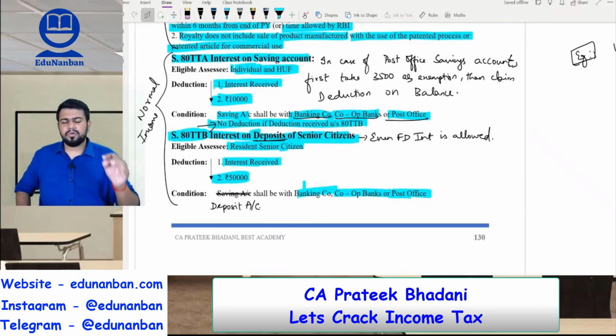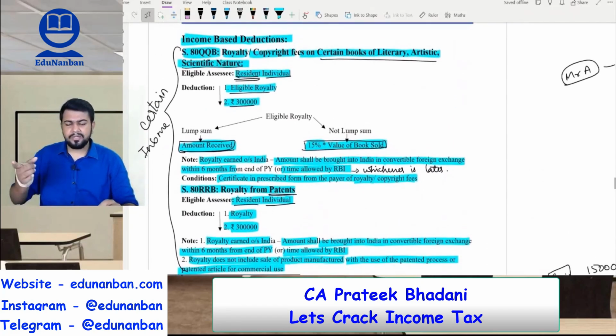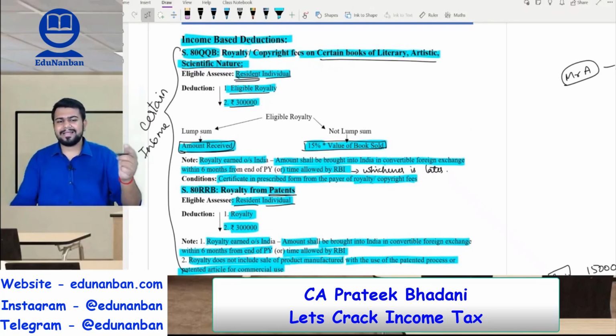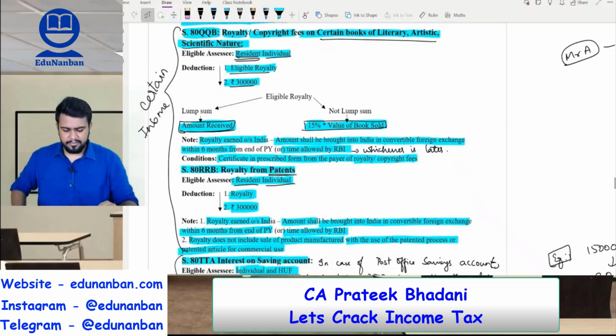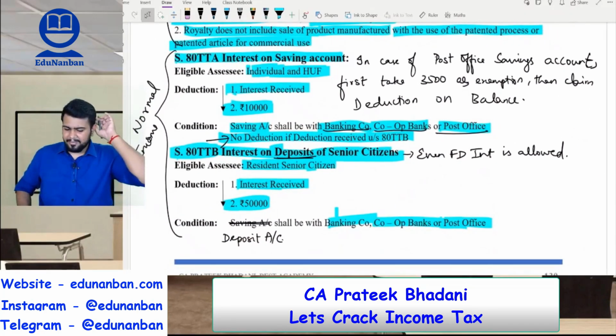Now let us come to normal income based deduction. This certain income based deduction, that is 80QQB, 80RRB, you should link it with the AMT concept. So if these deductions come and if the adjusted total income is more than 20 lakhs, AMT is going to be applicable. Fine. Now let us come to 80TTA, that is interest on saving bank account.